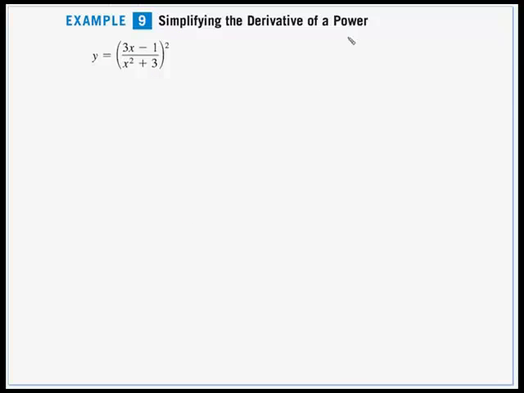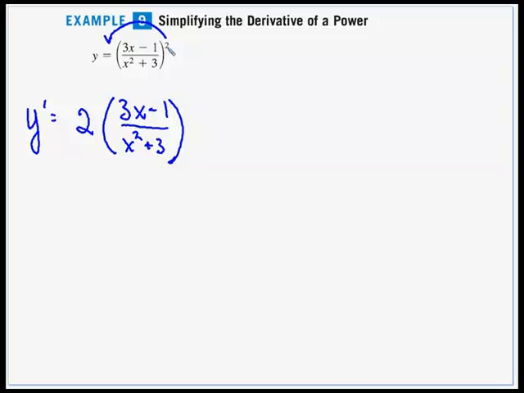Okay, one more of these. Example 9, simplifying the derivative of a power. So here, when we first look at this function, I see we have a quotient in the parentheses. So probably in here, we're going to have to use the quotient rule. And then I also notice that we have a set of parentheses raised to a power. And that is a dead giveaway for the chain rule. So let's start applying that chain rule. Y prime equals, of course, we're just going to move that exponent down front. 2 times this same quantity, 3x minus 1 over x squared plus 3, to 1 power lower. That was squared. Now it's first power, so we don't have to write it in.